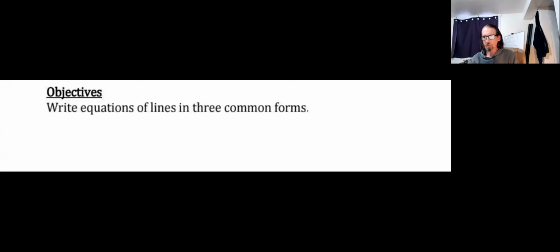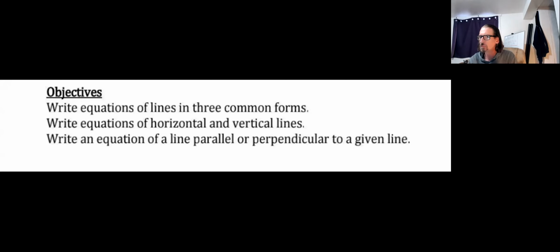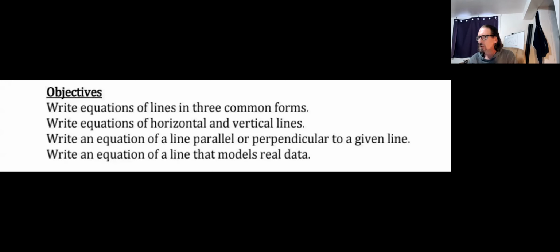We're going to learn how to write equations of lines in three common forms. Write equations of horizontal and vertical lines. We've actually done some of that already, but we'll get that tied in with the more general case of diagonal lines. Write the equation of a line parallel to a given line or perpendicular to a given line. And finally, look at the equations of lines that model real data.